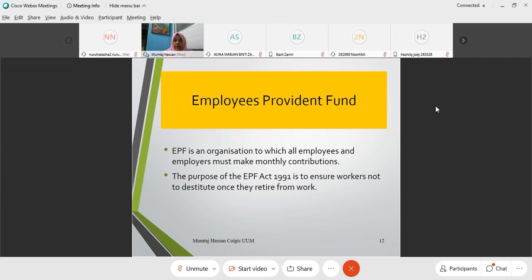Now we have EPF. EPF applies to all employees, doesn't matter if you are in the private sector or government sector. SOCSO is only for the private sector. Remember, EPF is for all, SOCSO is only for the private sector. Government employees are not protected. We have no insurance unless we take our own personal insurance.